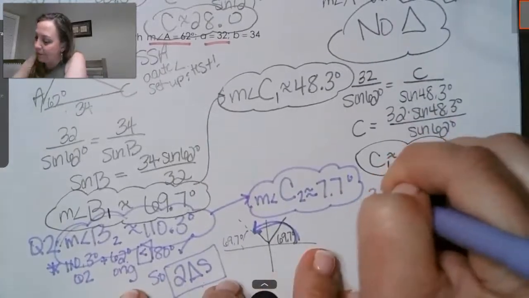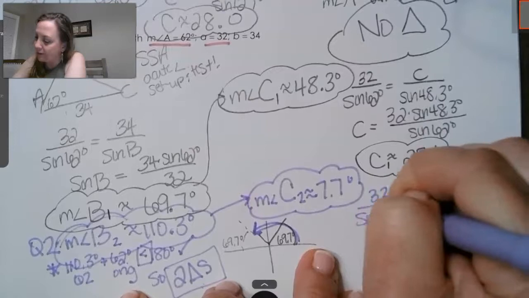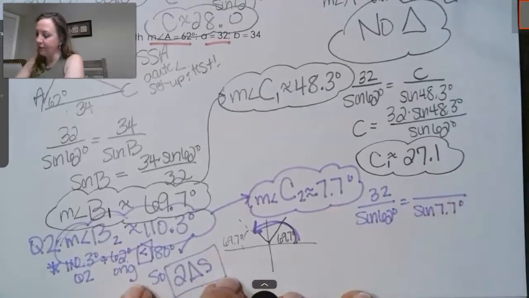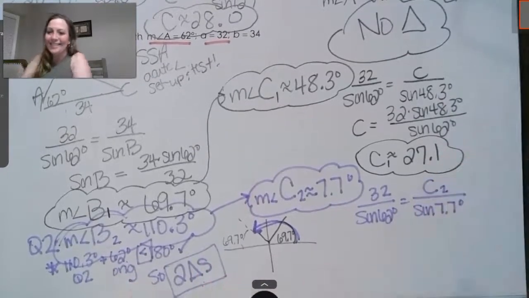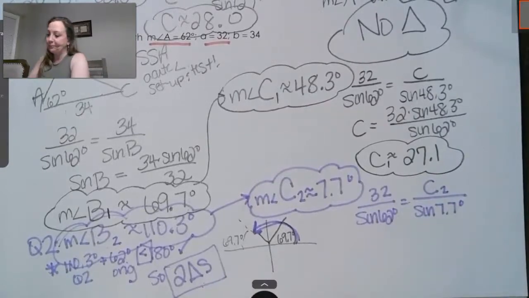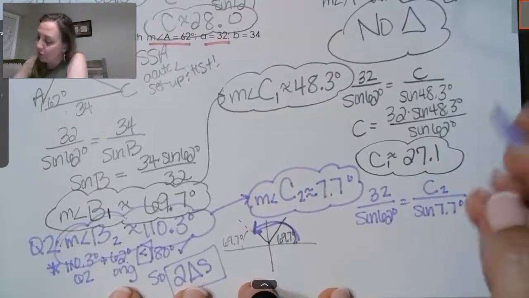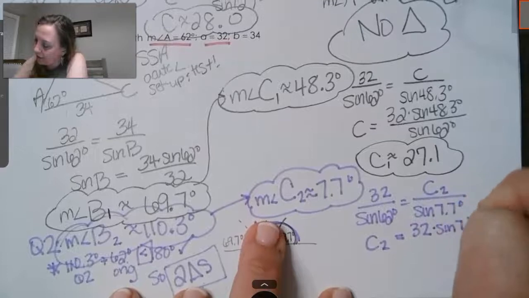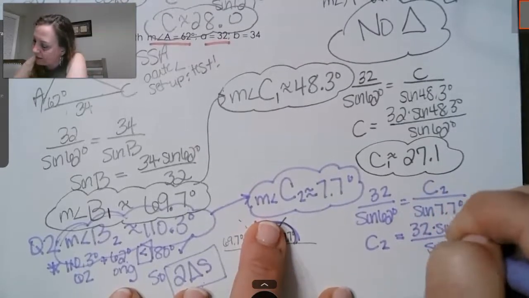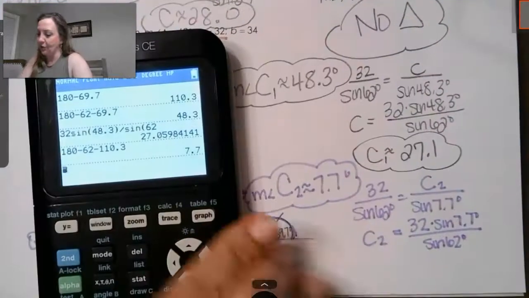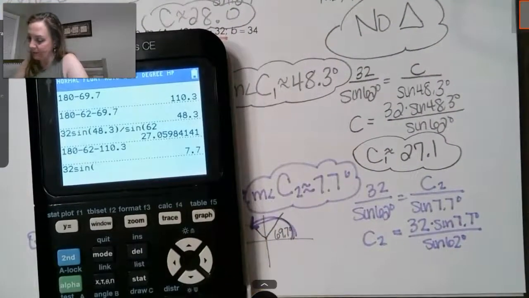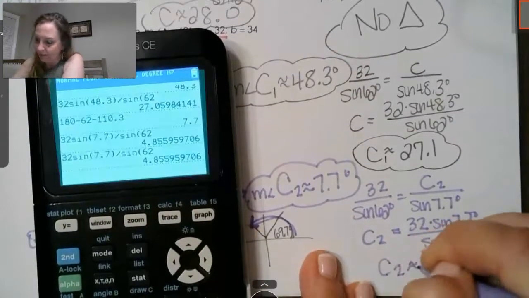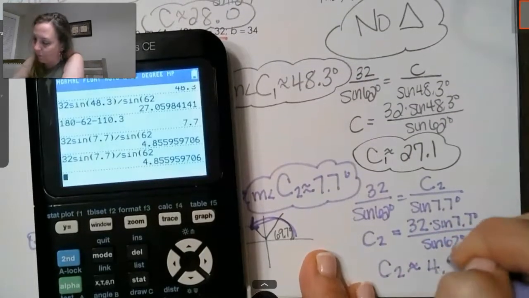And then again, we'll set up our proportion 32 over the sine of 62 degrees. And now we're going to use the sine of 7.7 degrees and side C2. So it's a different triangle that we have there. Okay. So we can see that by cross multiplying, C2 is going to be 32 times the sine of 7.7 over the sine of 62. So we have 32 times the sine of 7.7 degrees over the sine of 62. So that gives me that C2, oops, sorry about that, is about 4.9.